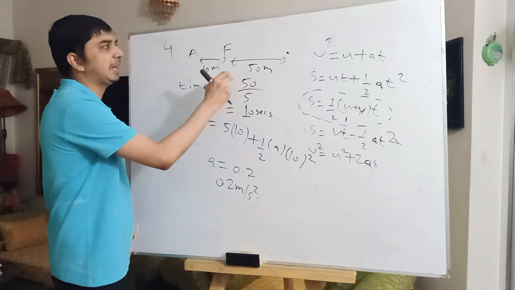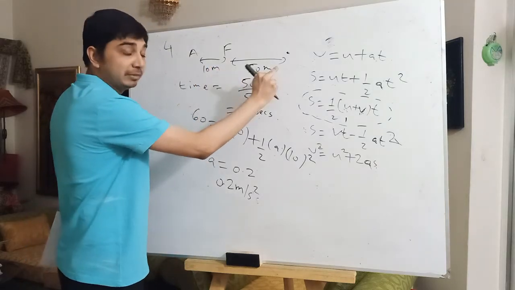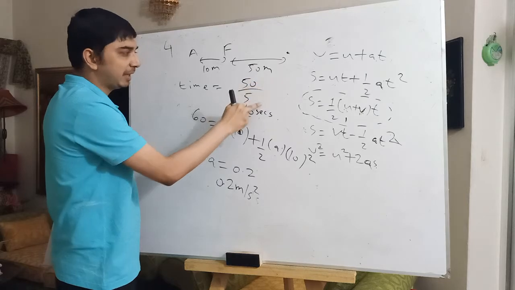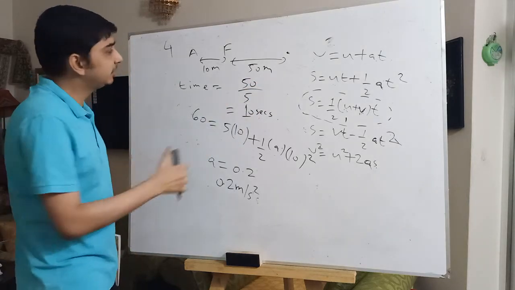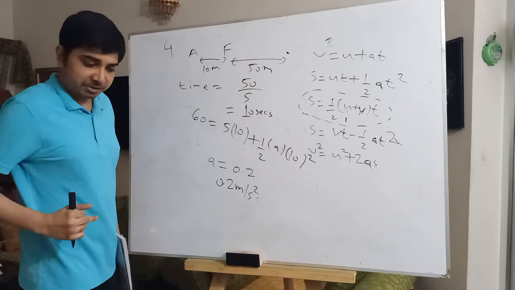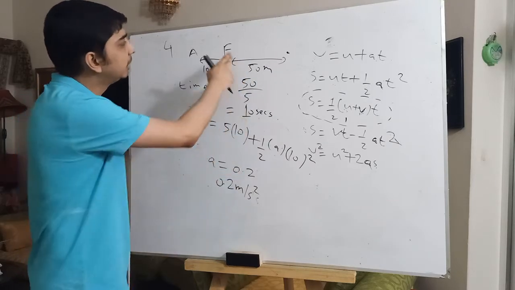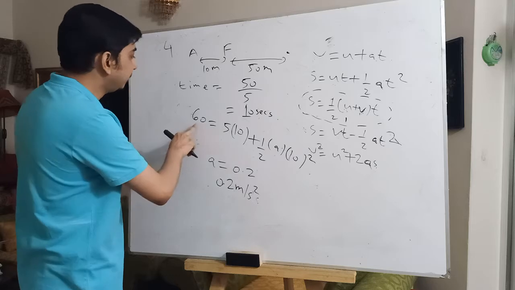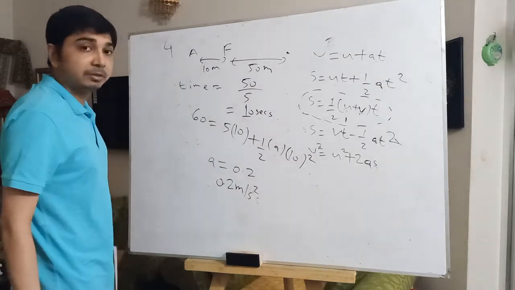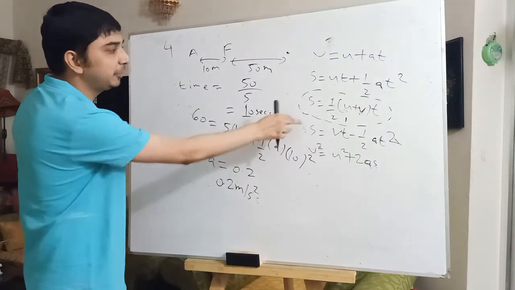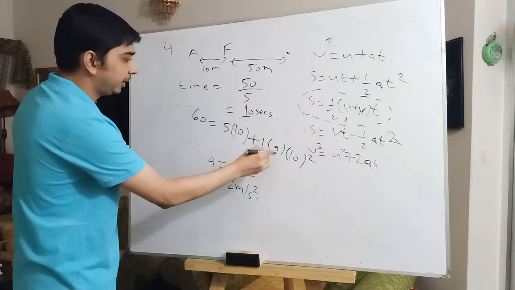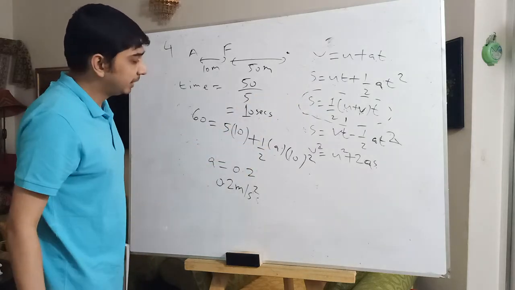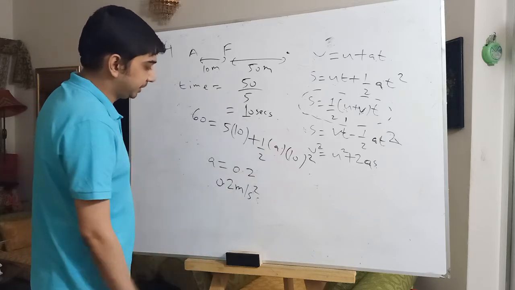So first we found the time for Fatima to travel the 50 meters, that is 50 by 5, 10 seconds. So in the same time Aisha must cover 60 meters so that she can just overtake, or she is about to overtake Fatima. So Aisha has to travel 60 meters in the same time. So I am using this formula, s equal to ut plus half at square. Okay, so the only unknown is the acceleration, and you find it.